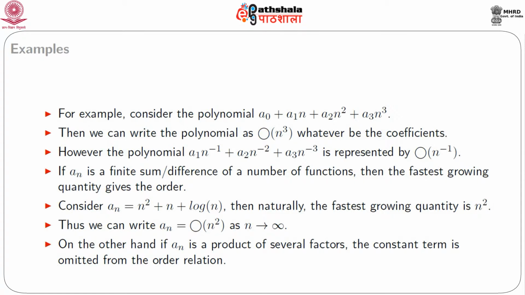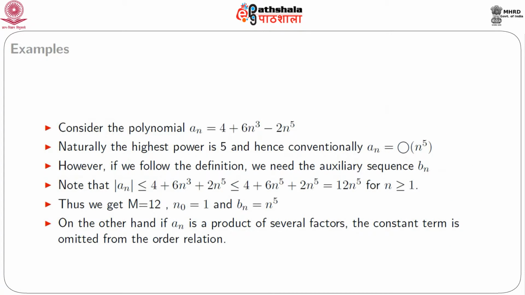On the other hand, if a_n is a product of several factors, the constant term is omitted from the order relation. As another example, consider the polynomial a_n equal to 4 plus 6n cube minus twice n to the power 5. Actually, by means of this example, we shall show the choice of n naught and capital M. Naturally, here the highest power is 5, and hence conventionally a_n is big O of n to the power 5. However, if we follow the definition, we need the auxiliary sequence b_n.